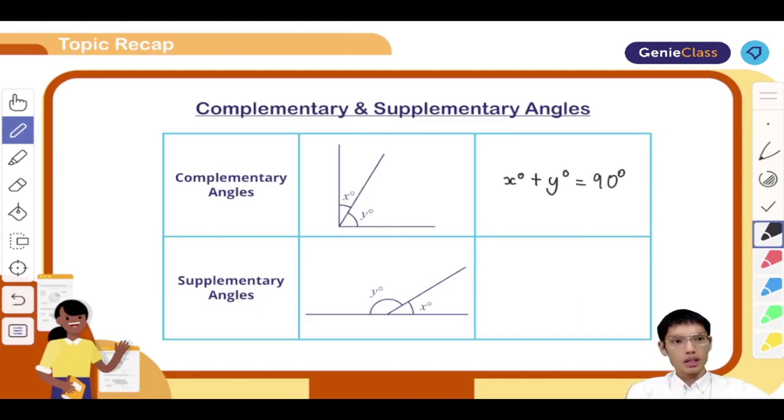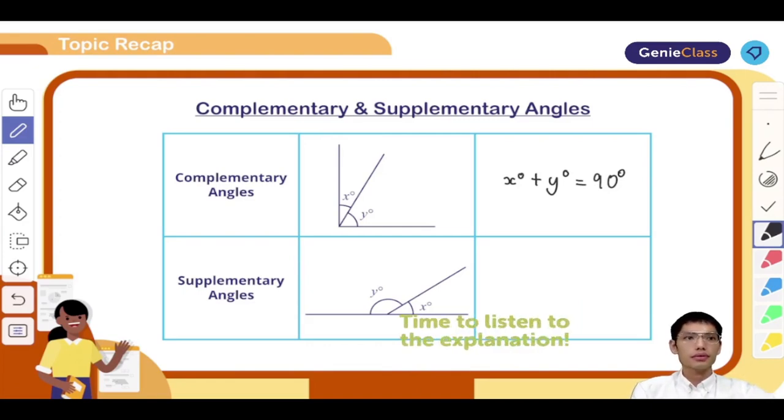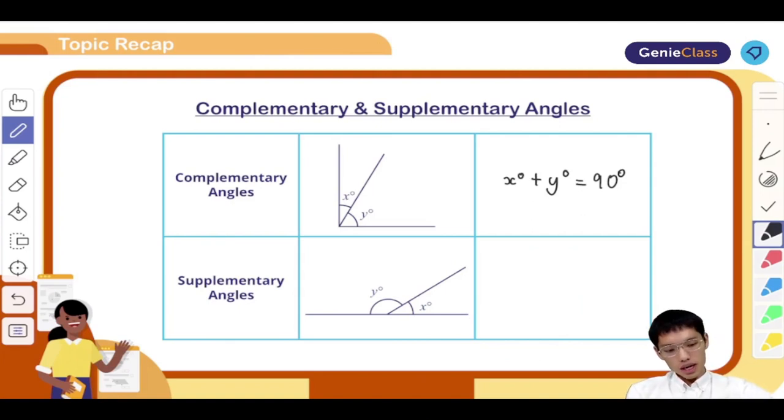That's complementary. What about supplementary angles? Does anybody want to try? Supplementary angles. Very good, Irvin. Anybody else want to try? If I sum these two angles, I will have, very good, Denise. Perfect job. 180 degrees. Perfect over here.